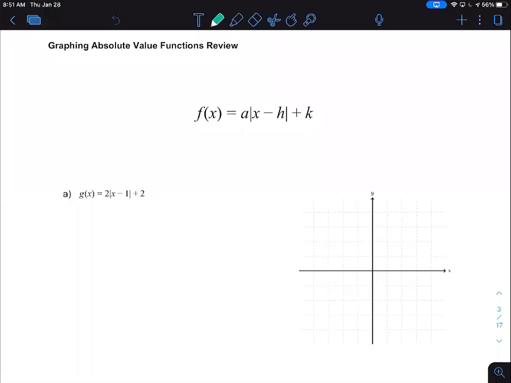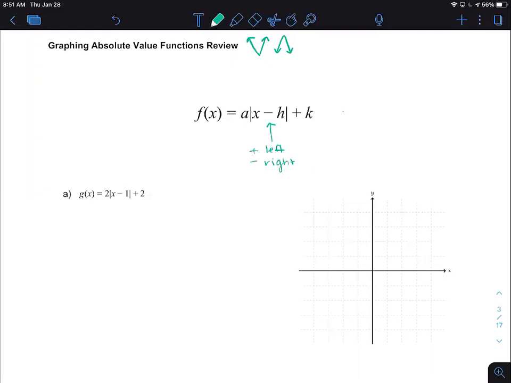All right, so today we're going to review graphing absolute value functions. So first, let's go over our translations that we talked about first semester. So remember, our absolute value graphs are V-shaped, whether they're facing up or down. Okay. So then on the inside, that determines if we're moving left or right. So remember, if it's positive, we're moving left. And if it's negative, we're moving to the right.